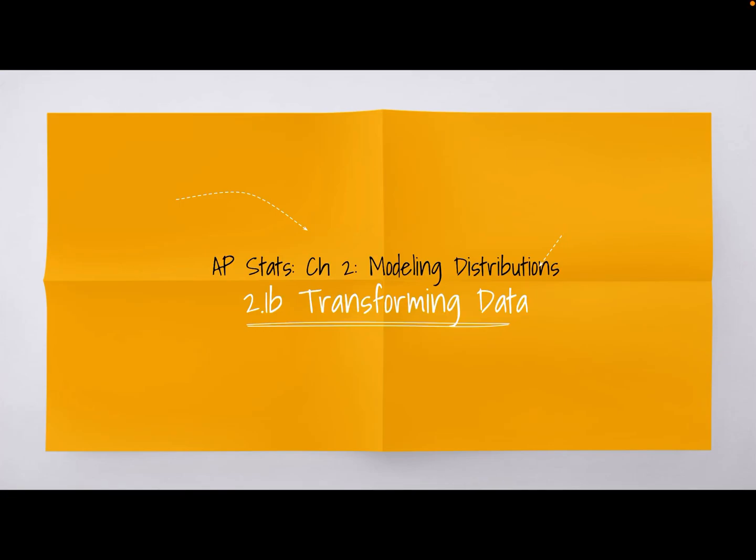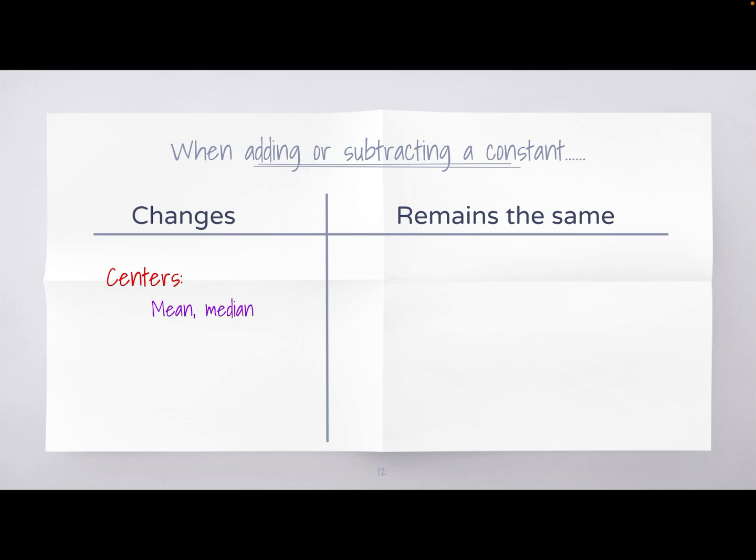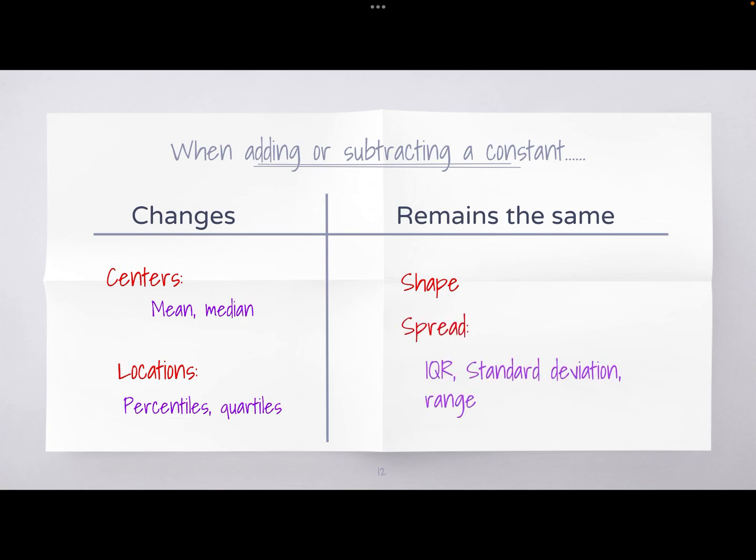Okay, we are moving into 2.1b, transforming data. So let's talk about what changes and what remains the same. When adding or subtracting a constant, the centers (mean and median) and locations (percentiles, quartiles) change, while the shape and spread (IQR, standard deviation) remain the same.